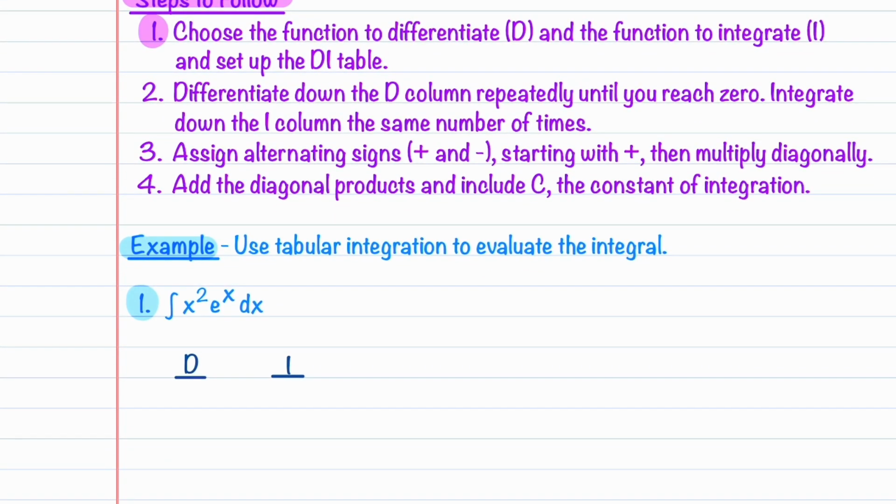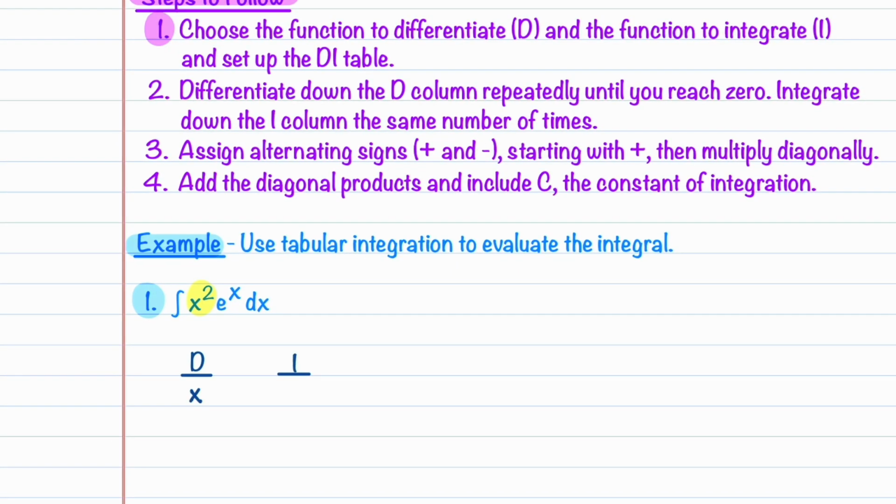I already set this table up, so what we have to do is figure out which function we're going to differentiate. We're going to differentiate the x squared because that will differentiate to 0. So we're going to put x squared right under our d, and then under the I, you're going to put the function that's left over, and that is e to the x.